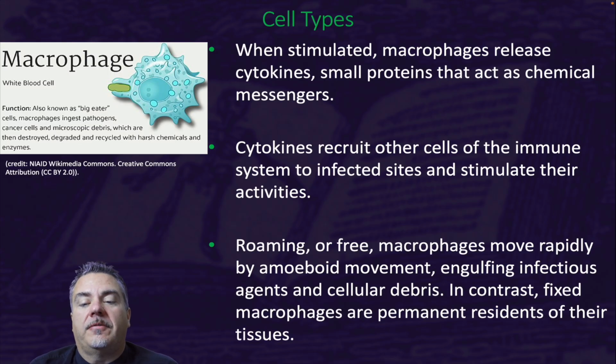Roaming or free macrophages move rapidly by amoeboid movement, engulfing infectious agents and cellular debris. In contrast, fixed macrophages are permanent residents of their tissues.